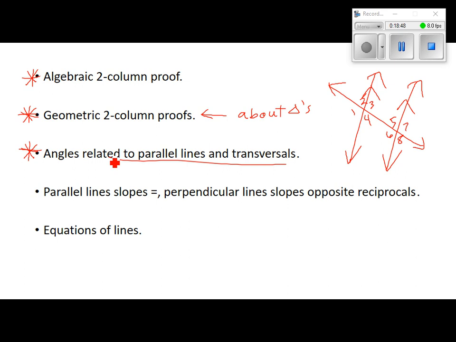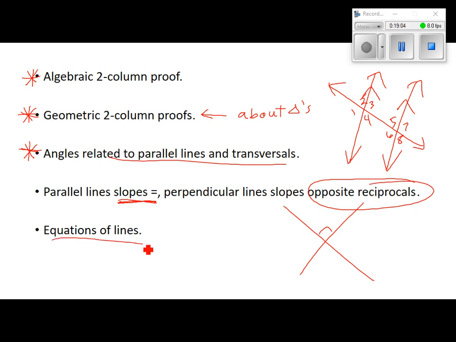If lines are parallel, what do you know about their slopes? They're the same. If lines are perpendicular, so if I have these two lines and they're perpendicular, what do we know about their slopes? Opposite reciprocals. Flip it over, change the sign. As far as equations of lines go, what equation do you think I'd be dealing with? Y equals mx plus b. What two things do you need to know to write an equation in that form? Slope and the y-intercept.